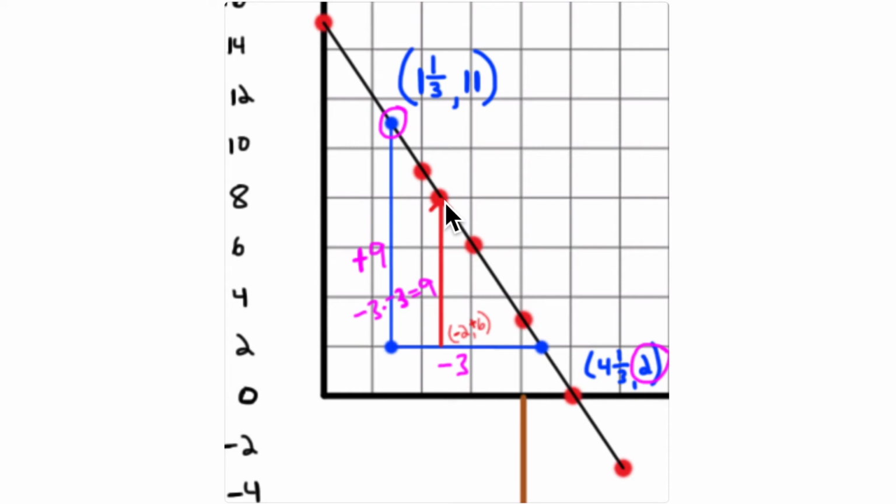And you might remember that on this graph from the table, this point is 7/3, which is 2 1/3, 8, which is 6 units plus these 2 units. So it gets you up to 8.